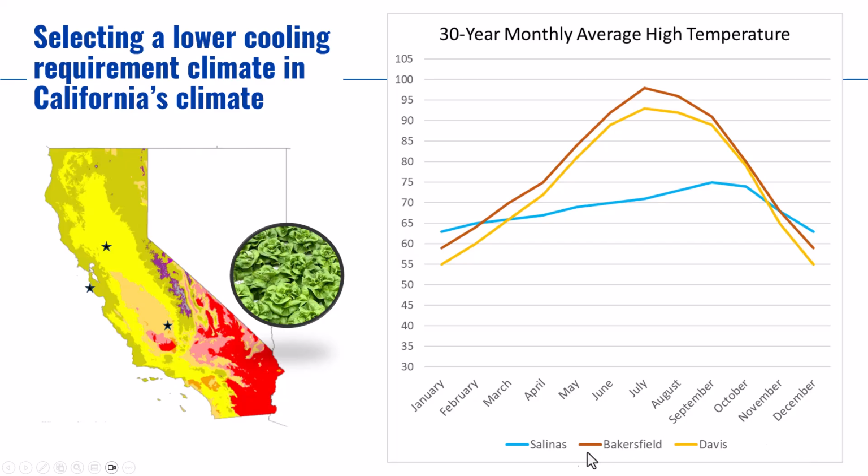Salinas, California is on the coast. Bakersfield is in the southern Central Valley, and Davis is in the northern Central Valley. So you can see here the differences between these climates. The coastal climate is much, much cooler, only having a high average temperature of 75 degrees.